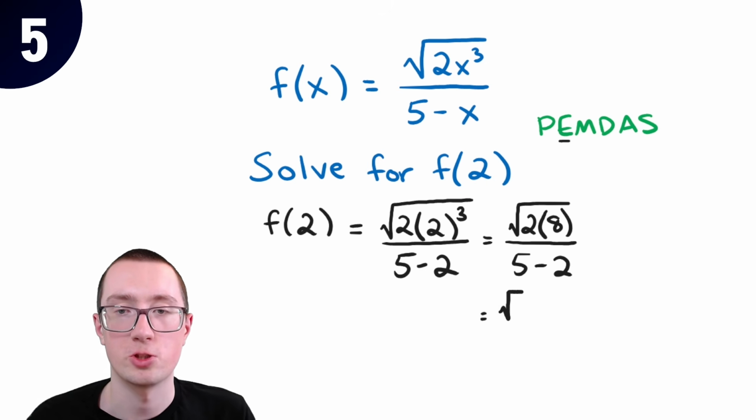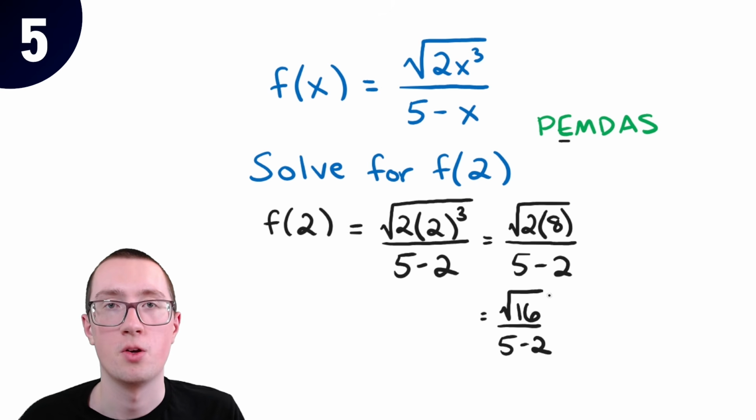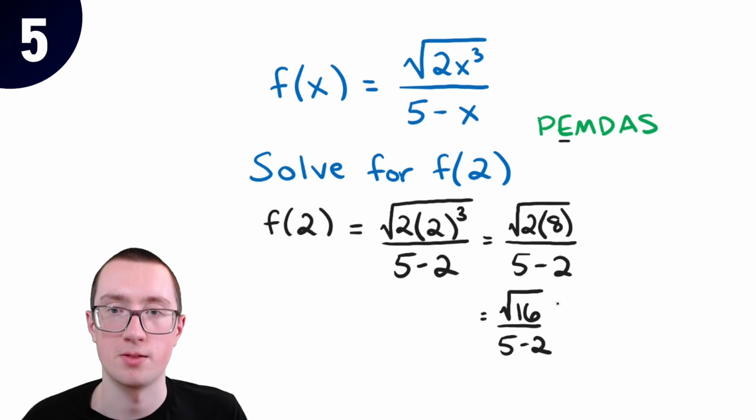So this is going to be the square root of 16. And what's the square root of 16? Well, what number do you have to multiply by itself to get 16? Well, 4 times 4 is 16. So the square root of 16 is 4.